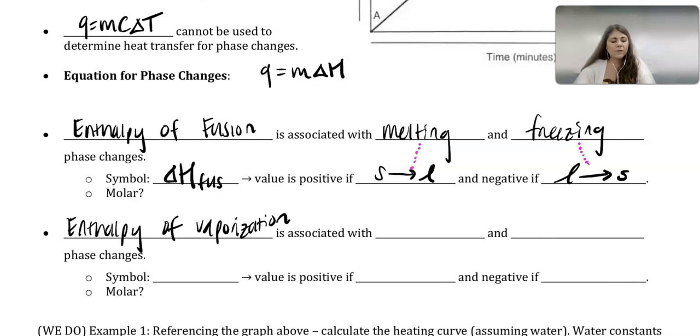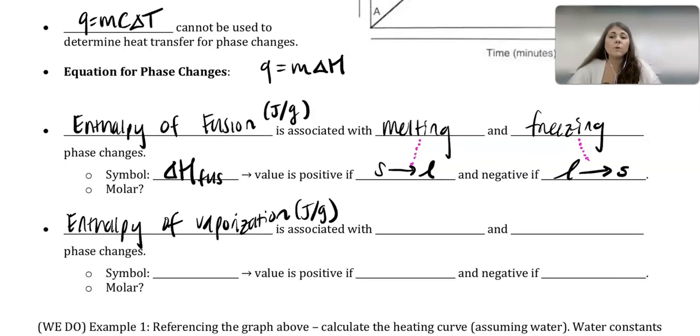Please note for enthalpy of fusion, it will have the units joules per gram, as will vaporization, but we also will be working with molar enthalpy, which, if you think about molar, how we can change joules per gram to joules per mole, would just be using molar mass for that, okay?